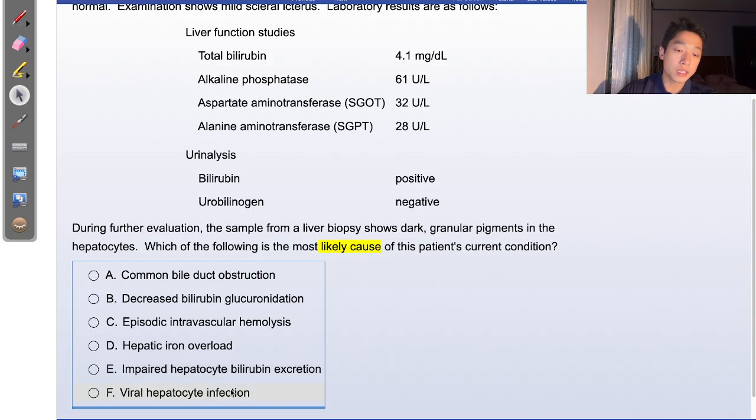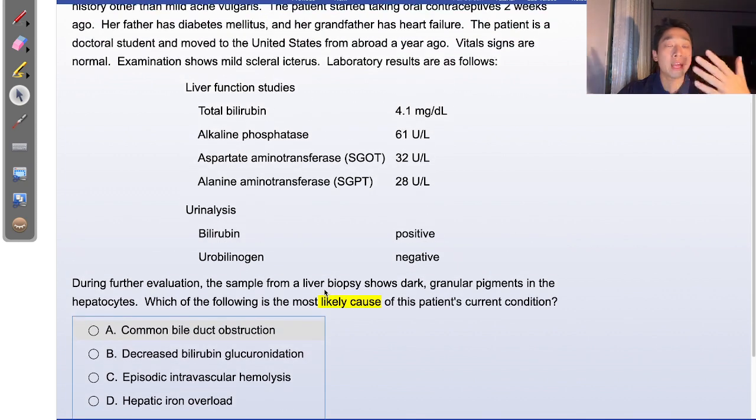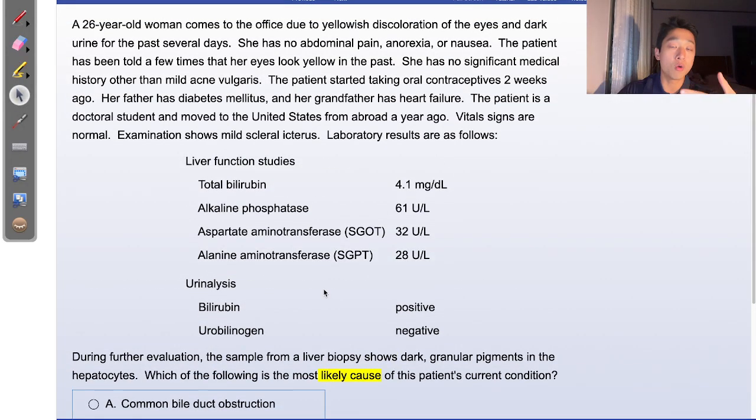viral hepatocyte infection. So this is a gastrointestinal question, and we need to identify the cause. Later on, we need to identify the etiology to solve this question. So now we have a general idea. I would like to start to read the whole question.